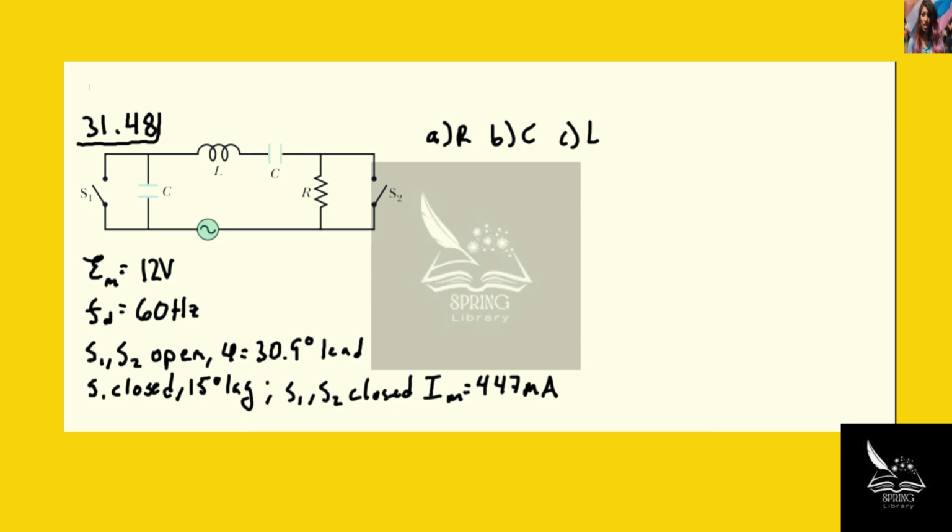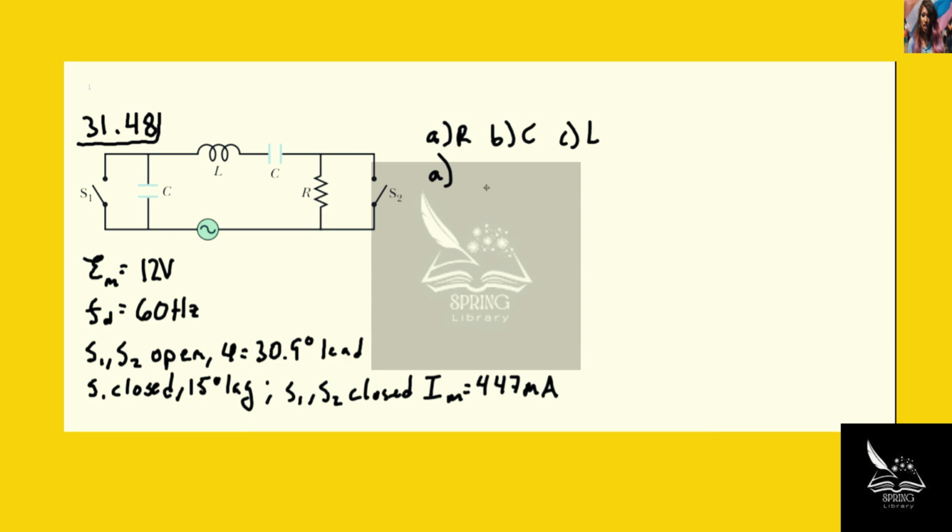31.48. So we have this circuit here, these switches that can be opened and closed. We're told that the EMF amplitude is 12 volts and the driving frequency is 60 hertz. We're told that when both of these are open, the phase angle is 30.9 degrees, where the current leads the EMF.